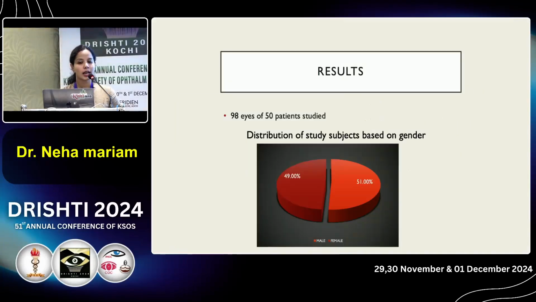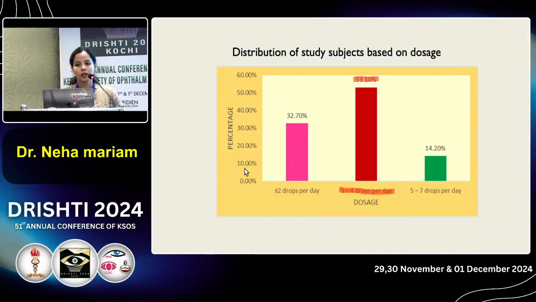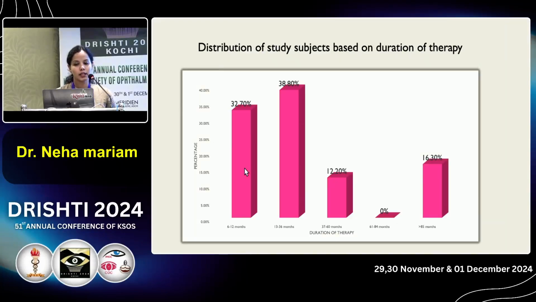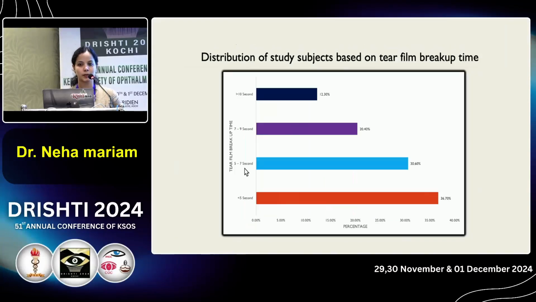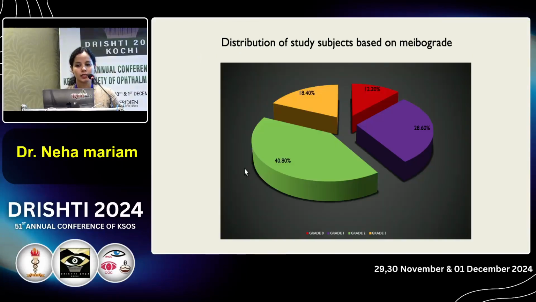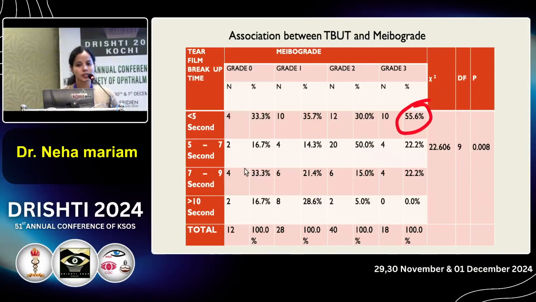Coming to the results, 98 eyes of 50 patients were studied. Out of that, 51% of them were males. 53.1% of patients were using 3 to 4 drops per day, and 38.8% of the patients were using anti-glaucoma medications for 1 to 3 years. 36.7% of the eyes had a tear breakup time less than 5 seconds, and 18.4% had meibograde 3. Now, this is a table showing the association between tear breakup time and meibograde.